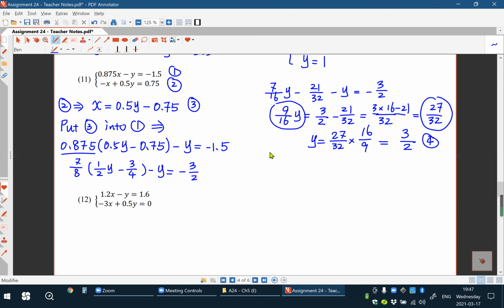Let's call this number 4. Then we can put number 4 into number 3 to solve for x. Sorry, x is 0.5 times 3 over 2 minus 0.75. Okay, which is 0, right? This is actually 0. So now we can make the conclusion. x is 0 and y is 3 over 2. This is our solution.